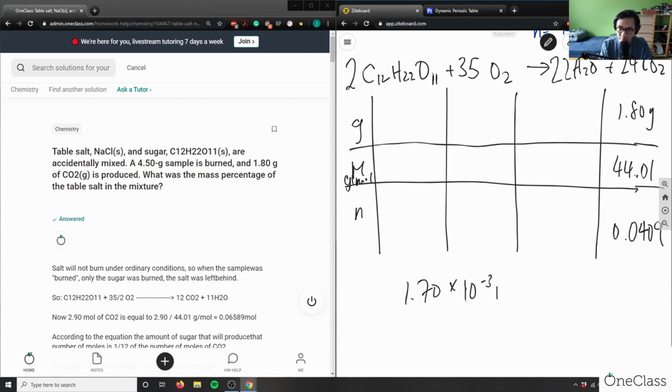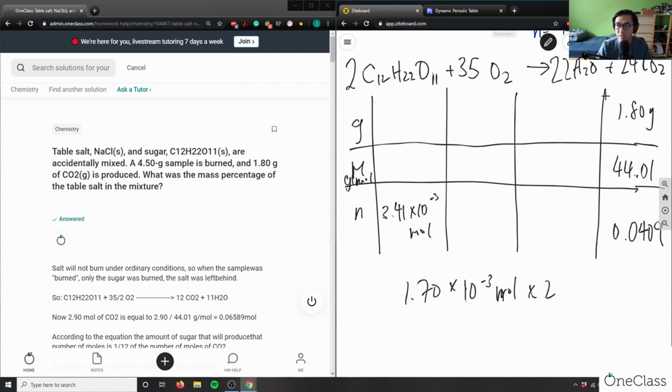10 to the negative 3. This is moles, and this is per 1 mole of something, right? So once we have this, we have a coefficient of 2 here, right? So what we have to do is multiply this number by 2 to figure out the moles of sugar in our compound. If we multiply this number by 2, we have 3.41. So this is 3.41 times 10 to the negative 3 moles.